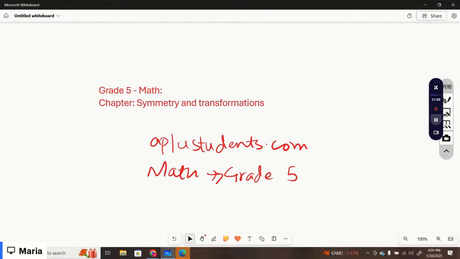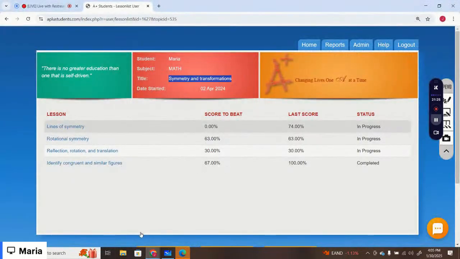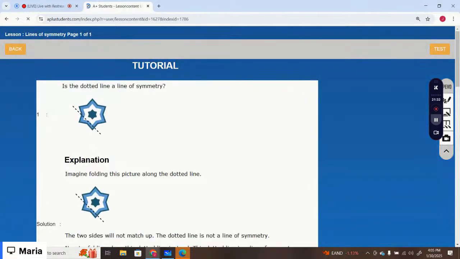So please make sure you have your notebook and pencil so that you can note down the important examples and definitions as well. So here I'm on grade 5 math. The chapter we are on right now is symmetry and transformation. Let's just start with the lesson that is lines of symmetry.